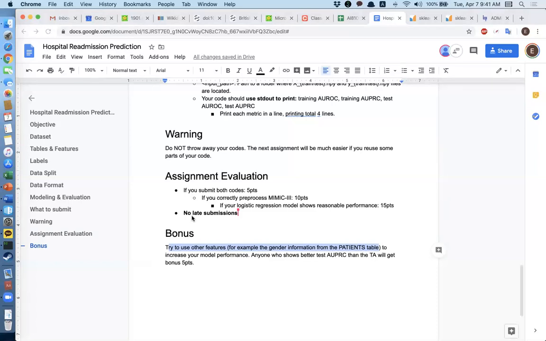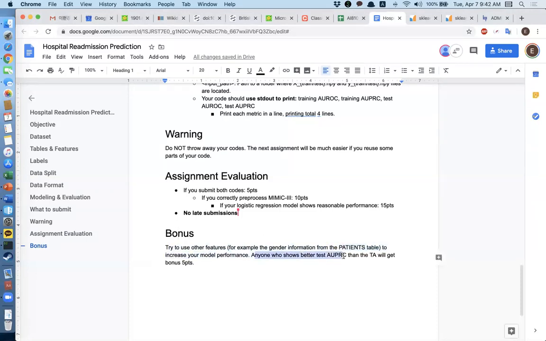Based on my previous experience, readmission prediction is not that easy. Getting 85% AUROC would be very, very hard without using neural networks, because this is logistic regression. I would say somewhere around 70% is a reasonable performance, but that totally depends on the TA, because your bonus will also depend on the TA. So try to use other features to increase your model performance.